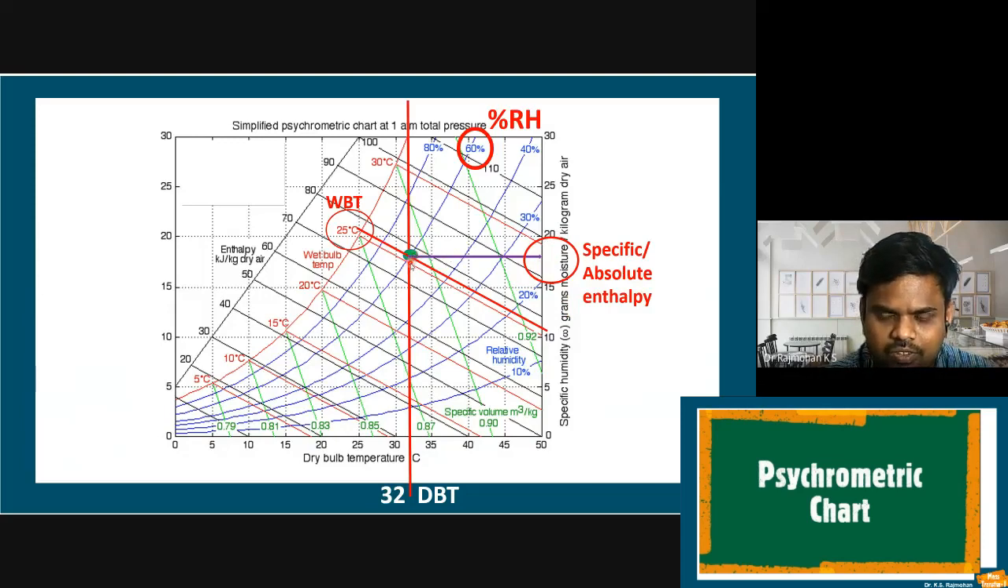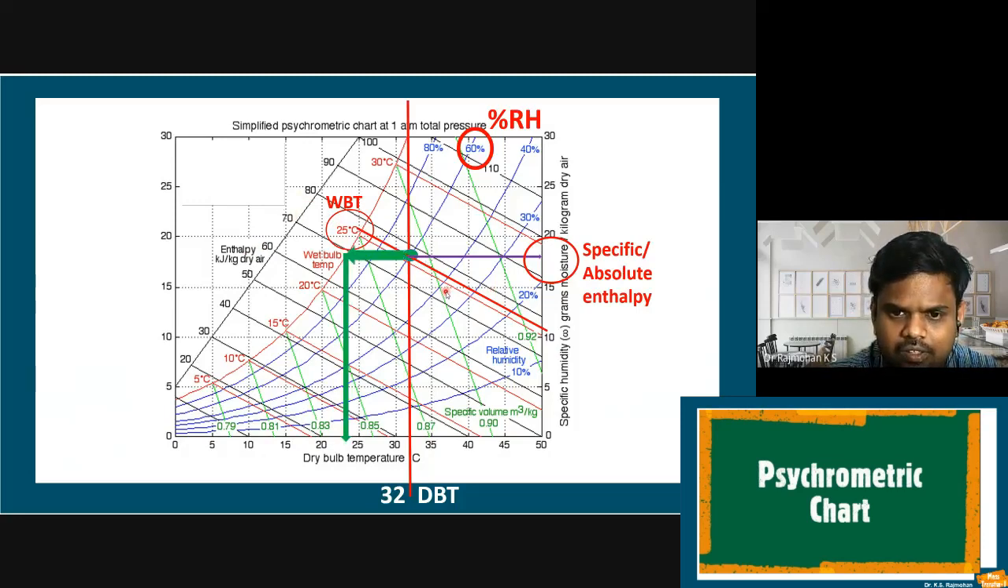So what we have to do, using the scale, you have to draw a line parallel to the x-axis, and between 15 and 20 we have to get the value for absolute enthalpy. Okay, sorry, it's not absolute enthalpy, it is absolute humidity. So what we get here is absolute humidity. Okay, so this is the enthalpy line, so we have to draw a line parallel to this one. Okay, so that will give us the enthalpy.